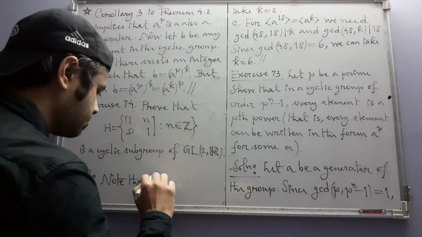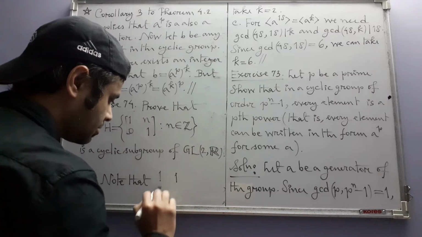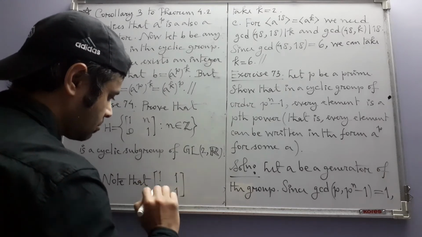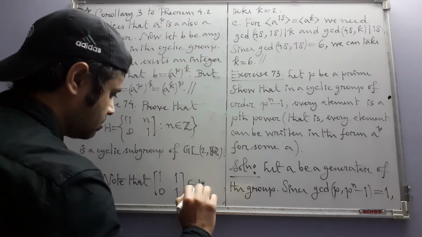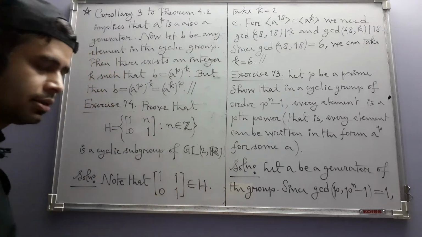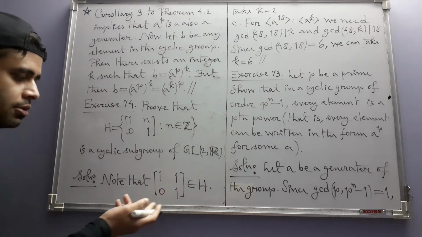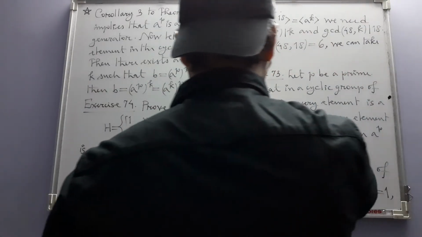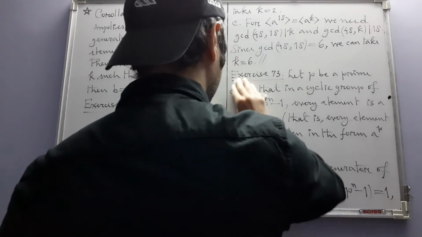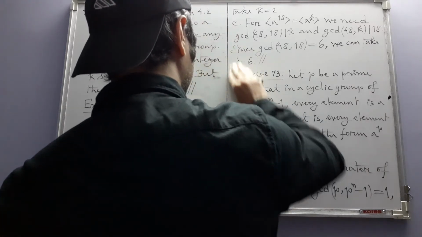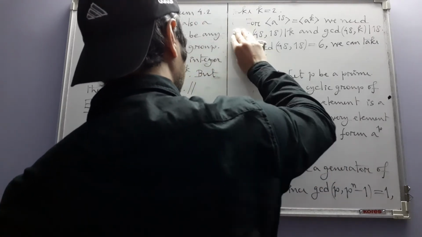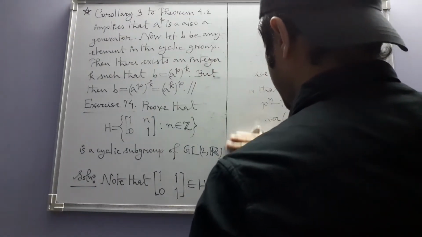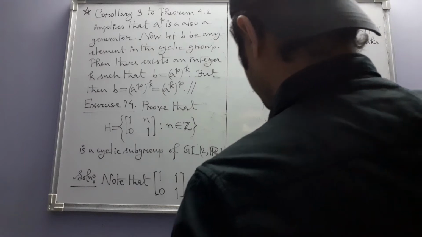Note that this matrix belongs to H because 1 is an integer. So for n equal to 1 you get this matrix in H. We will now show that this in fact is a generator of this cyclic group. I mean, it is an element in H that generates H, and hence H will be cyclic.